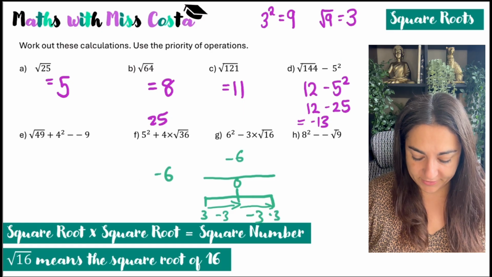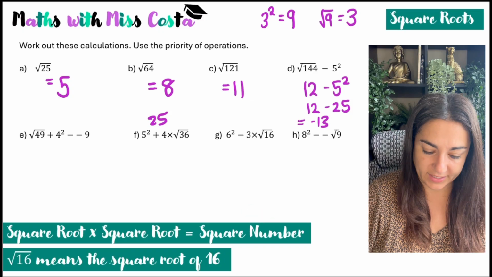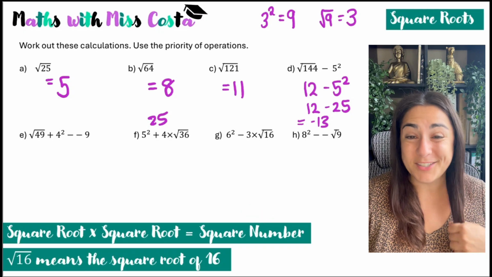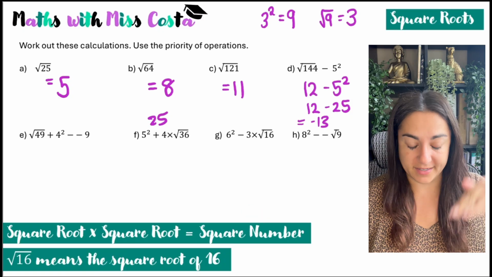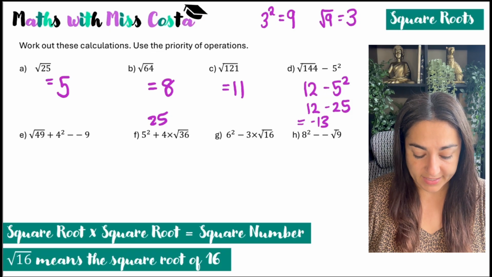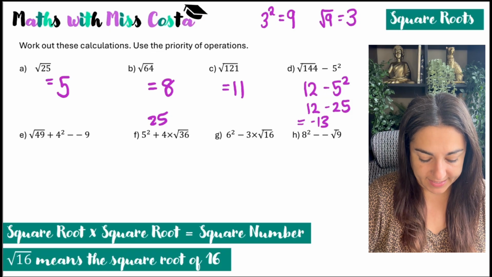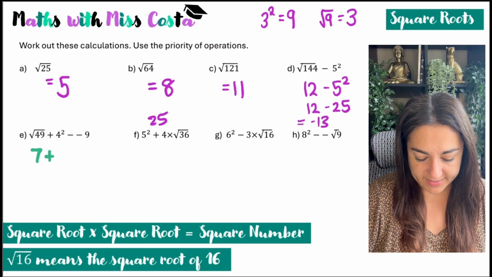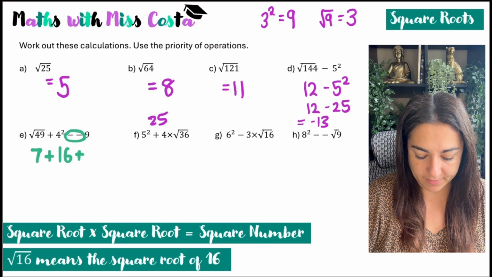Not the best explanation, but it's not the key point of focus here. So don't worry too much. It will likely be an easier thing. Okay, so square root of 49 is 7. 4 squared is 16. And then a minus and a minus come together to make a plus.